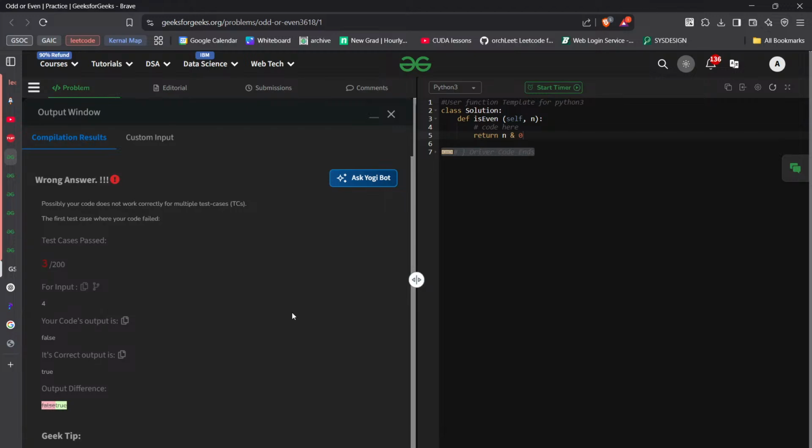And 1. 0 AND anything is 0 anyways, no? For input 4, it is 1 0 0. When I AND it with 1, the answer is 0. Sorry, I'm ANDing it with 1. So 0 AND 1 is 0. AND it with 1.